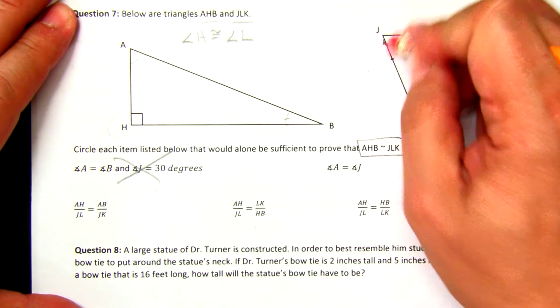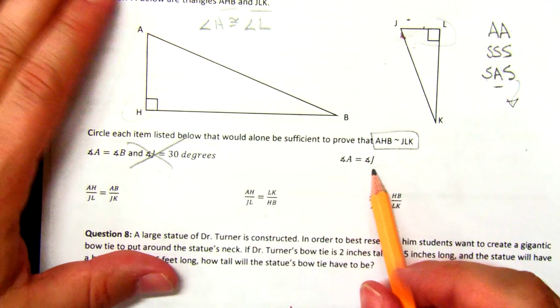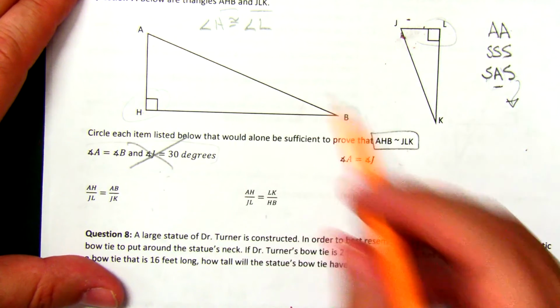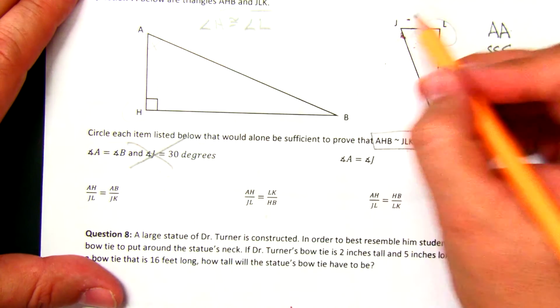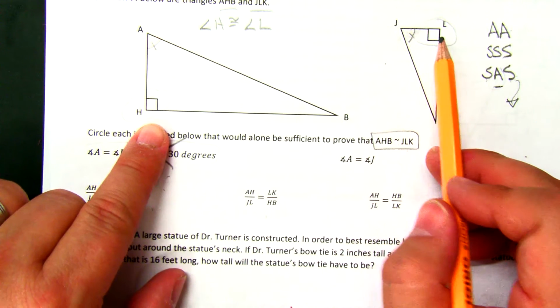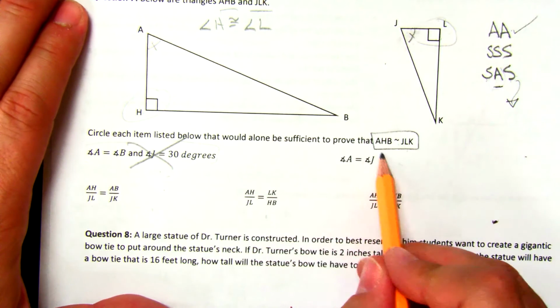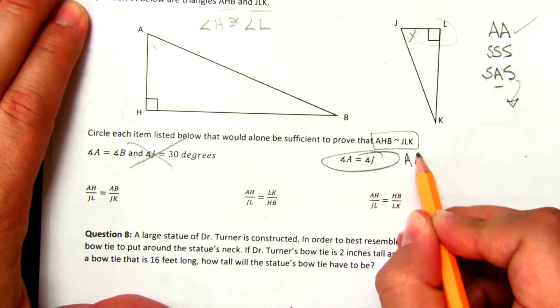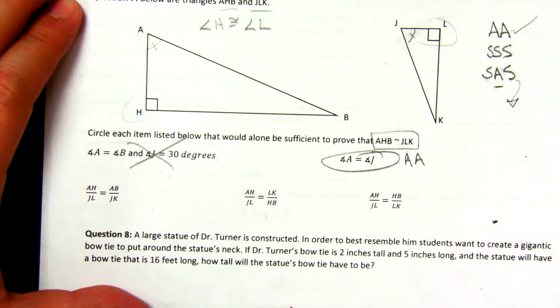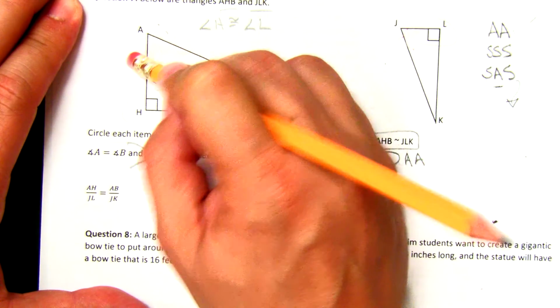Alright, let's erase all that. Check again. Angle A is congruent to angle J. Would that be enough? Okay, then we'd have this and this. Oh, now we've got corresponding angles. One pair of corresponding angles, another pair of corresponding angles. So yes, this will work by angle, angle. The angle, angle theorem will tell us that the two triangles are similar.